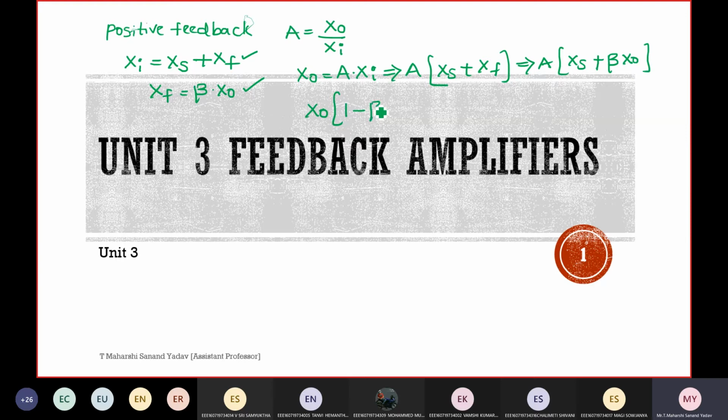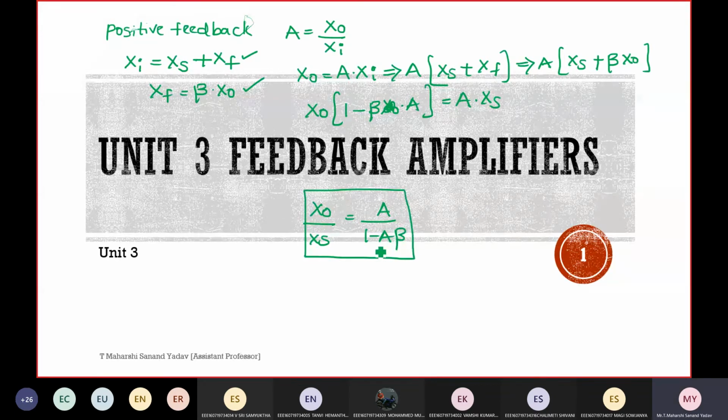So it becomes x naught minus A beta x naught is equal to A xs. So x out by xs can be written as A by 1 minus A beta. Have you observed the difference here? For positive feedback we are getting a negative sign, whereas for negative feedback it is on the positive side. Remember this. Important for short.